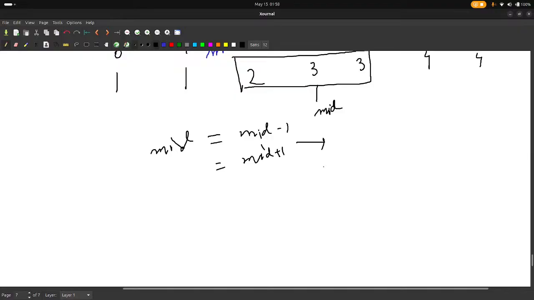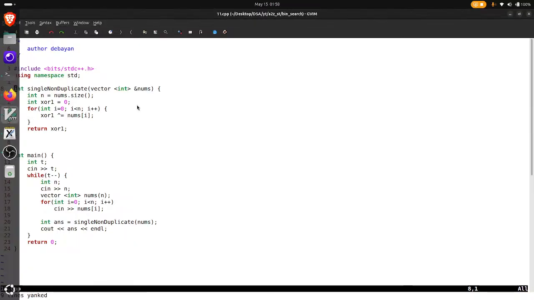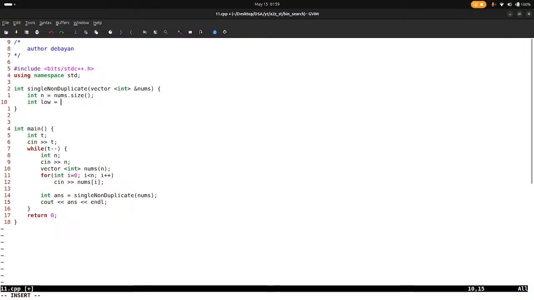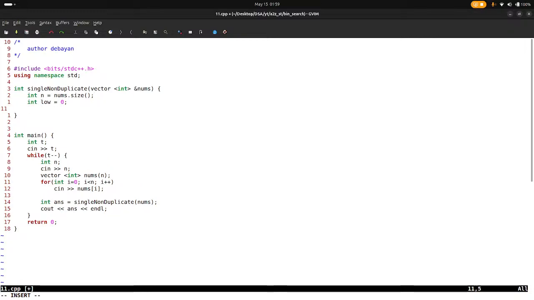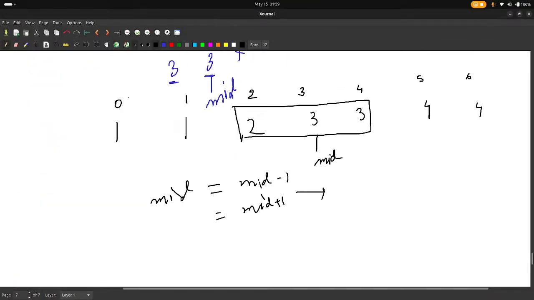And yeah, that's all I have to do. I'm not keeping this brute force here to maintain. Low equals 0. So before that, a couple of things I have to calculate. I am not really saying I will do the whole thing. I will just consider this part.